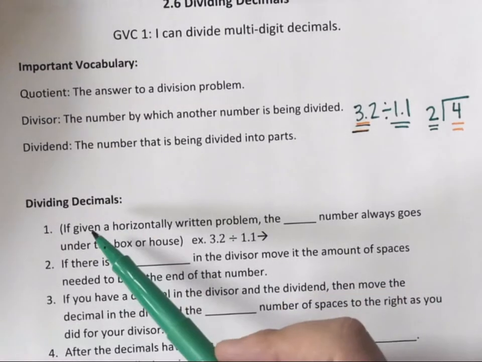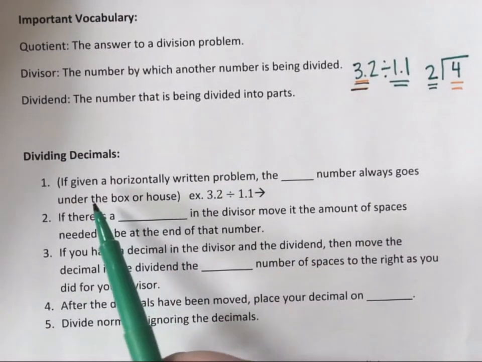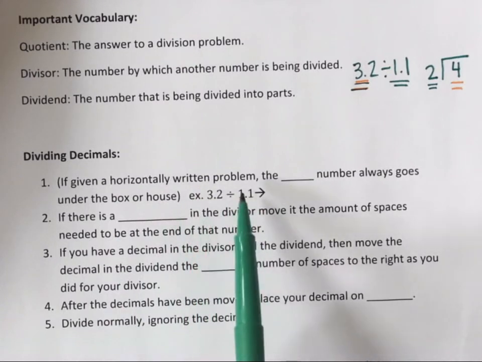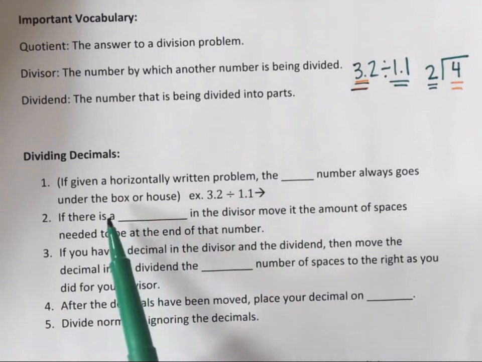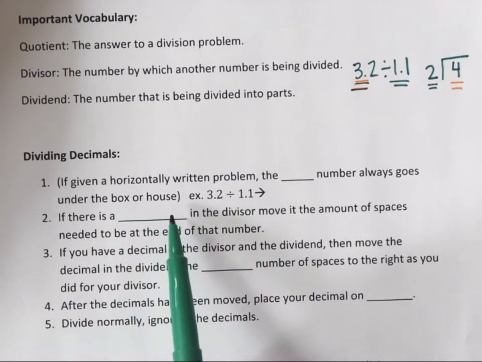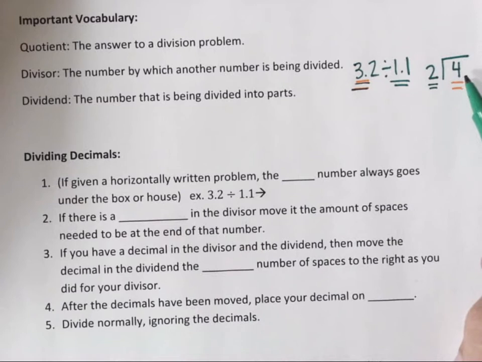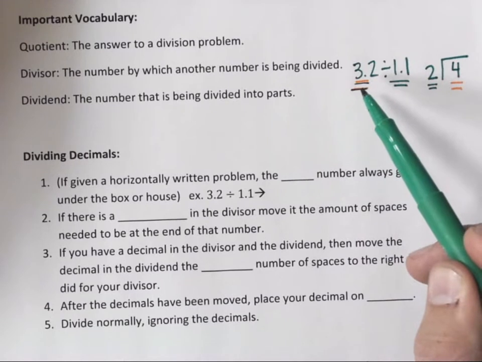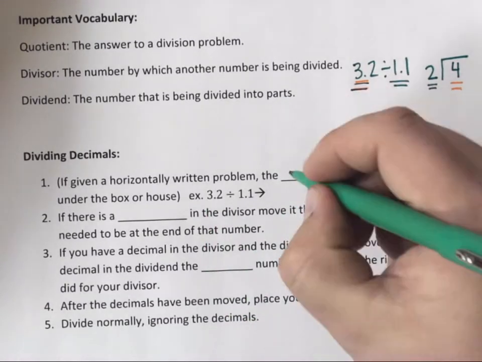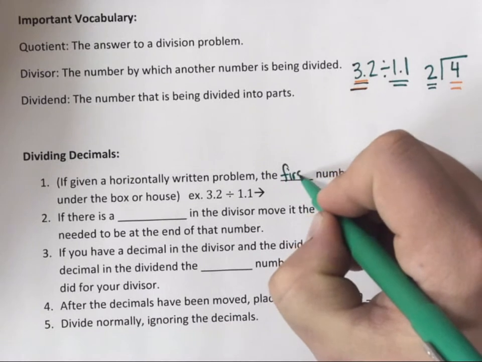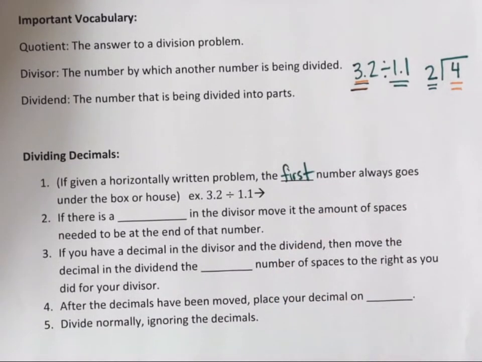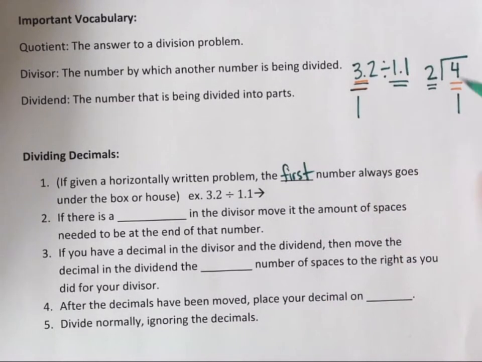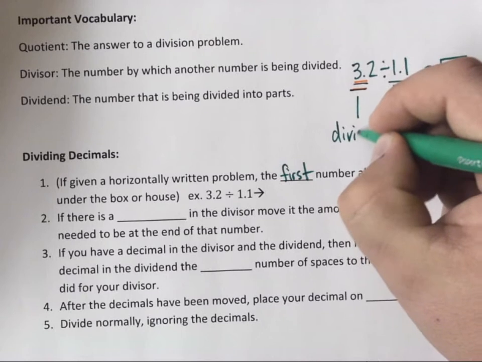So, when we are dividing decimals, if given a horizontally written problem like this, the first number always goes under the box or the house. Which one goes under the house? Well, we just talked about it: the dividend goes under the box or the house. So the first number, right here, is the dividend.